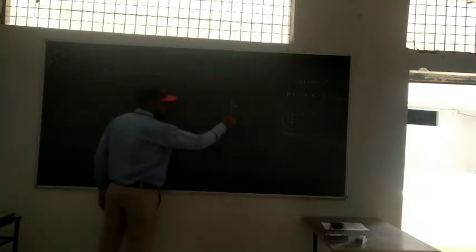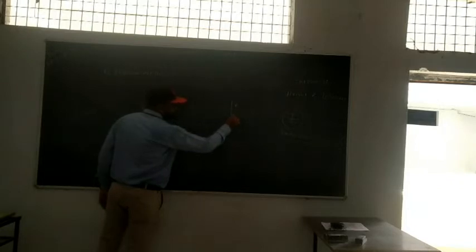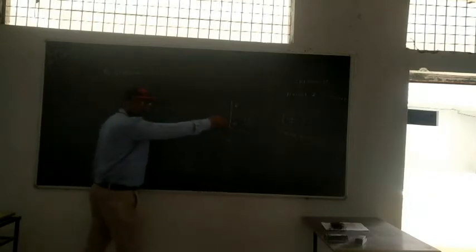Now this point is O, this point is A, this point is B, and this point I am going to denote C. And the distance between this instrument point to the object staff, so from the instrument point to the staff, I am going to denote distance D.